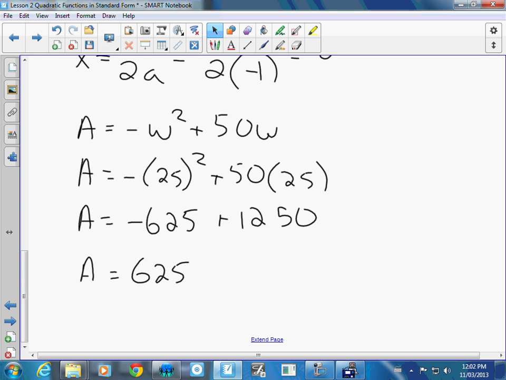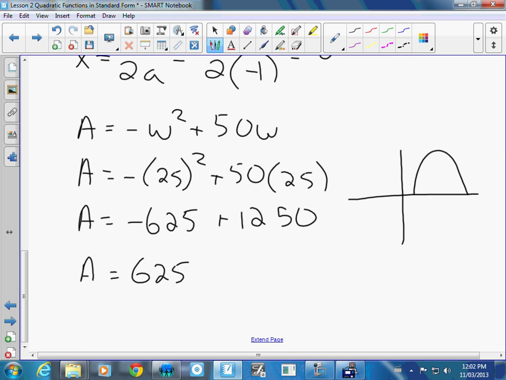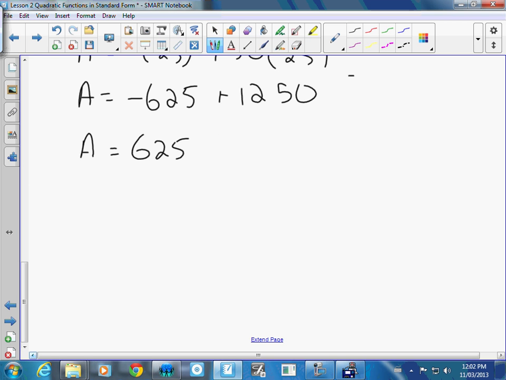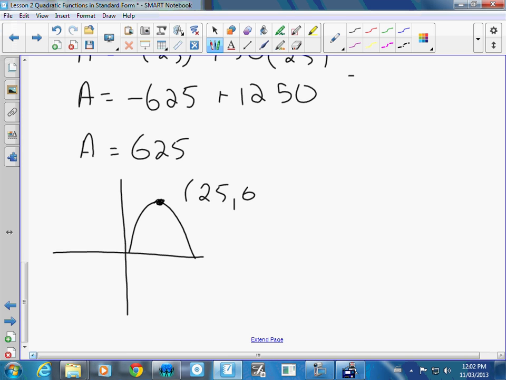Think about what we've actually found. If you sketch this out, you'd have a graph, and it's 25, 625. So it's probably a parabola, right? My board is way off, so let me try this down here so we can actually see it. We have an x and a y. Probably something like this. So this point right here is 25, 625. What the heck does that mean?